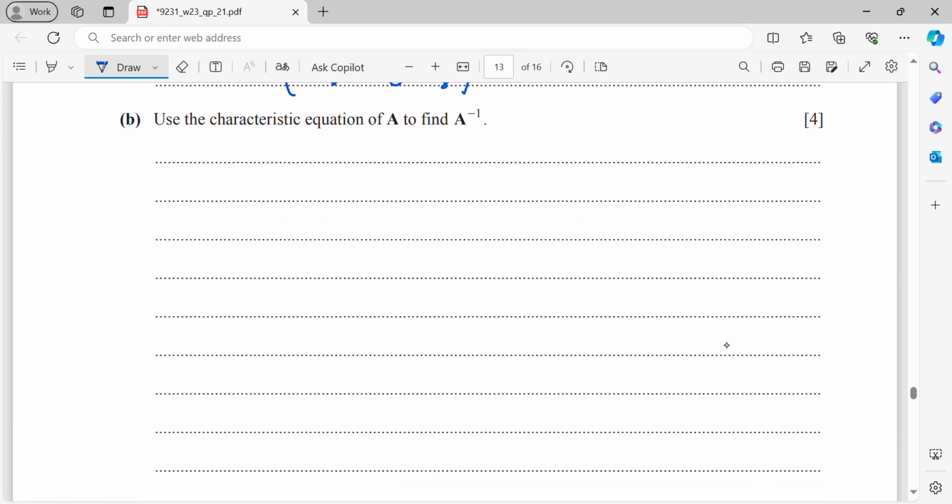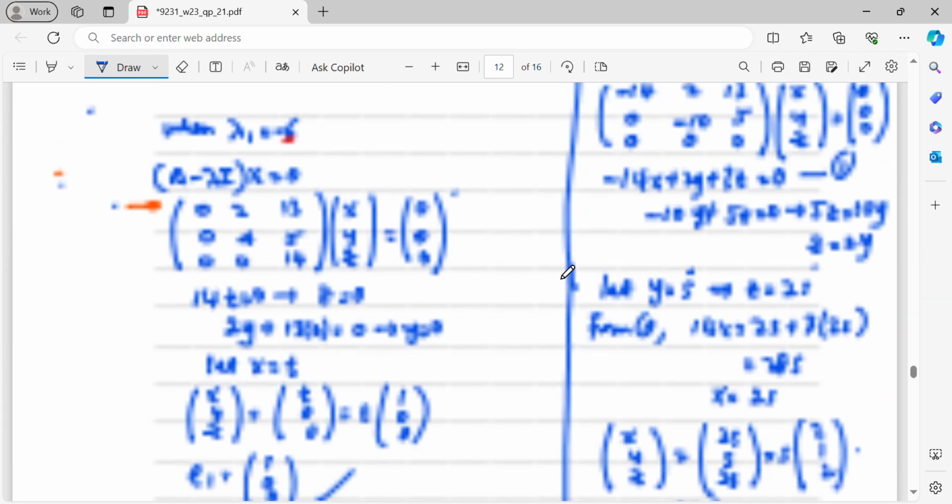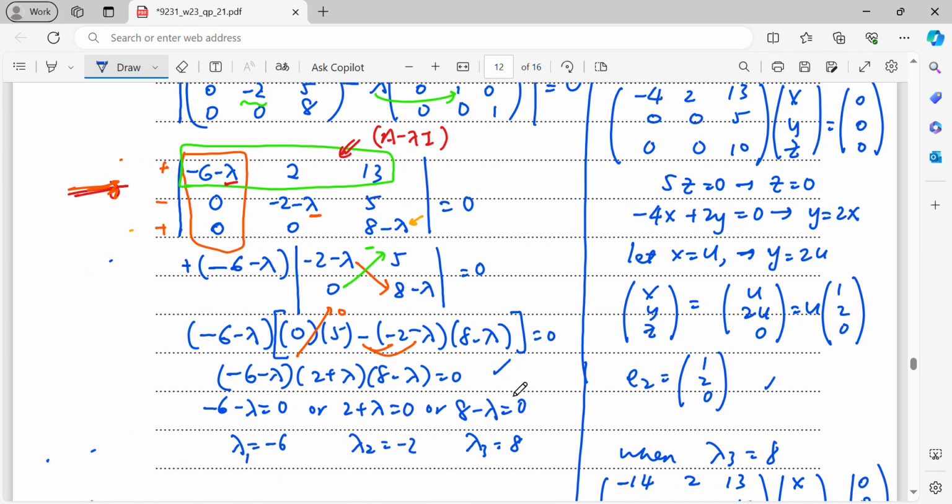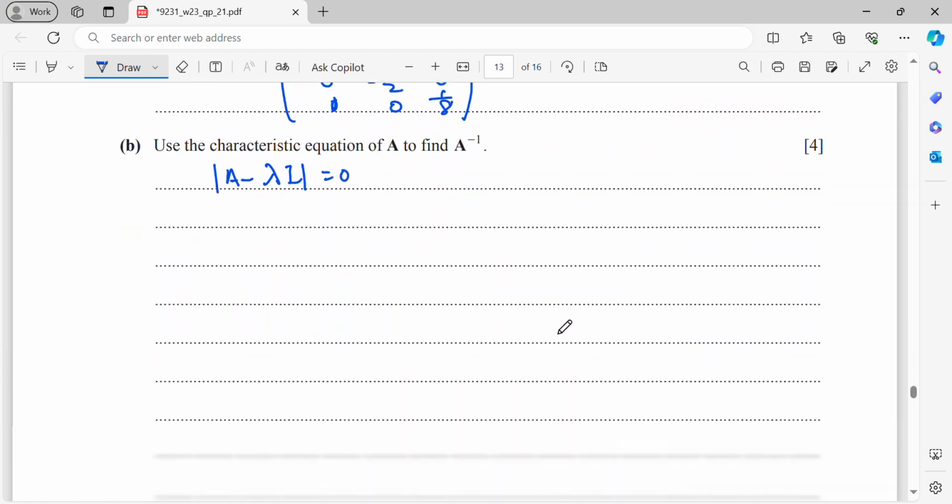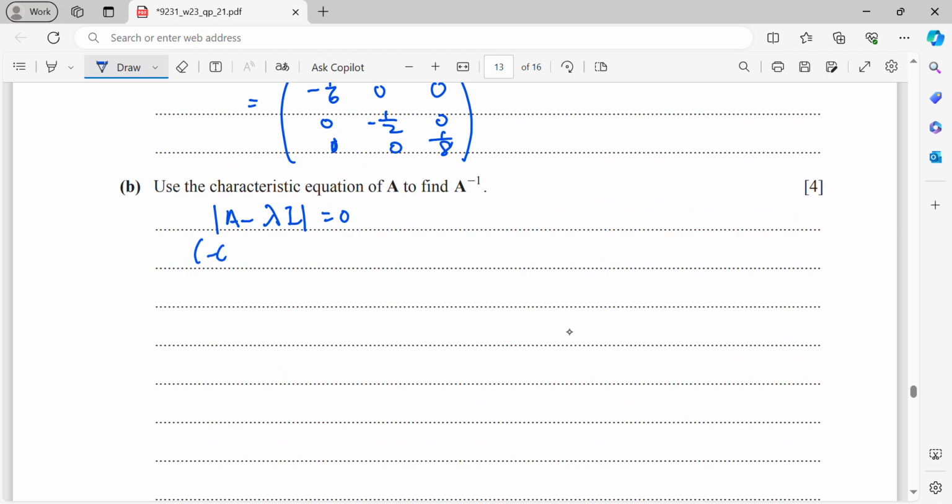Okay, now B: use the characteristic equation of A to find A inverse. So now we will start with determinant of A minus lambda I equals 0 first. So then from here, A minus lambda I, just copy back these three terms: -6 minus lambda, multiplied with -2 minus lambda, 8 minus lambda, equals 0.